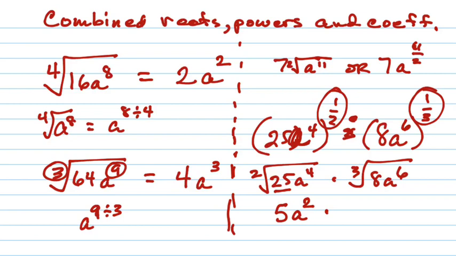Okay, times. What's the cube root of 8? 2. What's the cube root of a to the 6th? A to the 2nd, because remember it's divide. It's a to the 6 over 3, right? Okay. And 5 times 2 is 10. A squared times a squared is a to the 4th. Okay. All right.